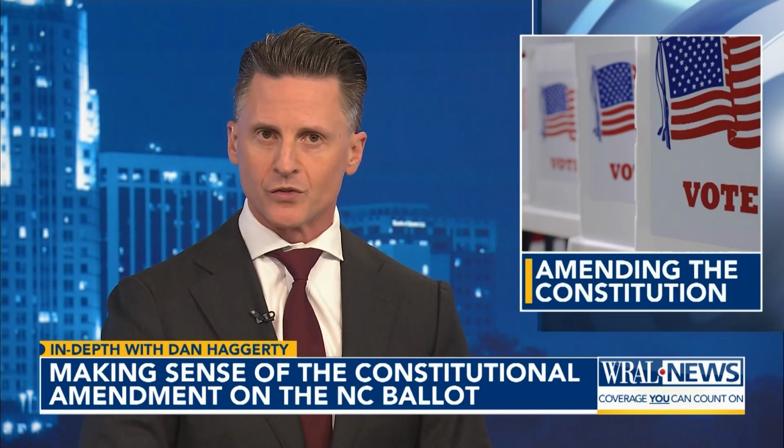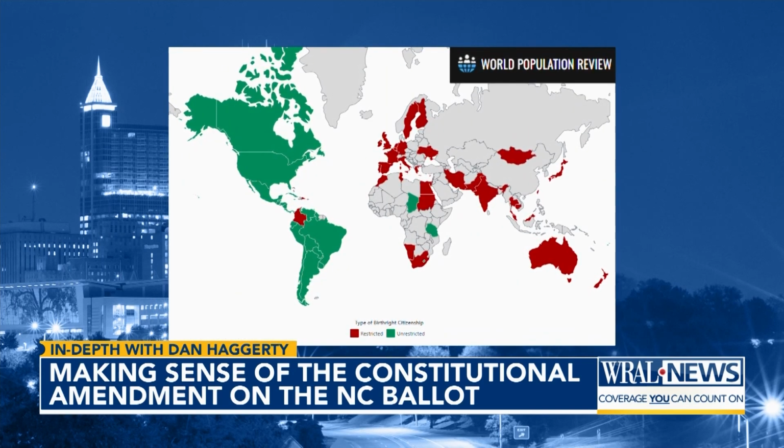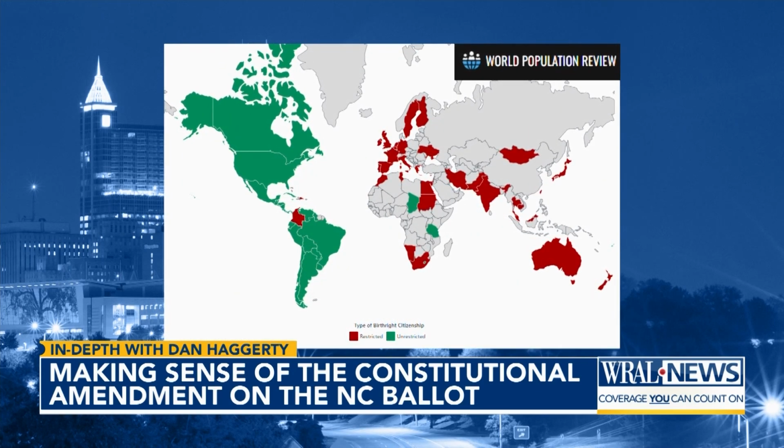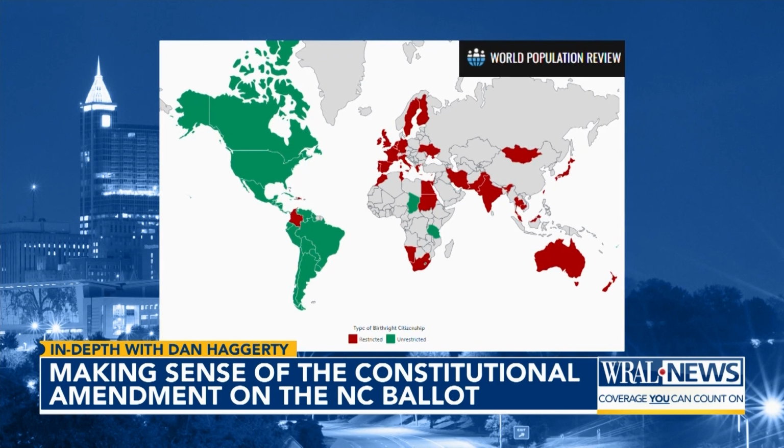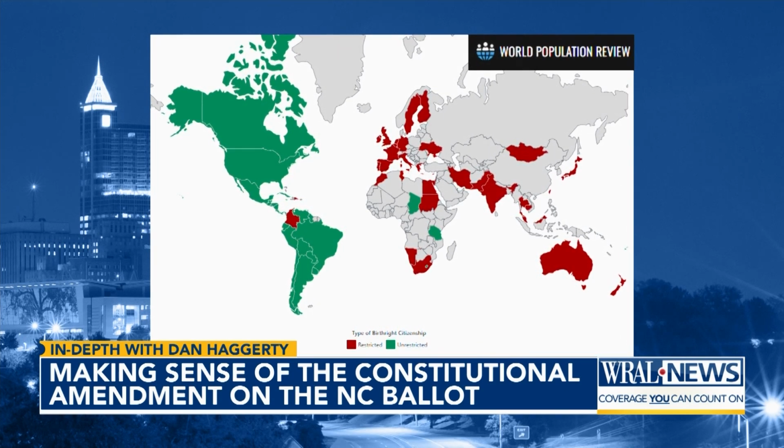But we're not the only ones who do this. Take a look at this map. If you're born in one of the countries in green there, you're a citizen automatically just because you were born there in that country. 35 countries do this. The rest of the world does not.